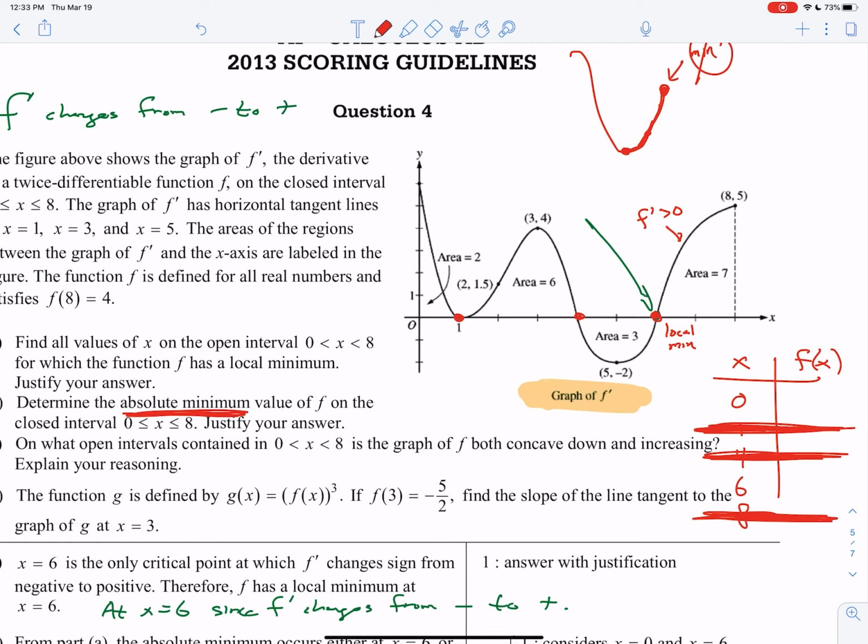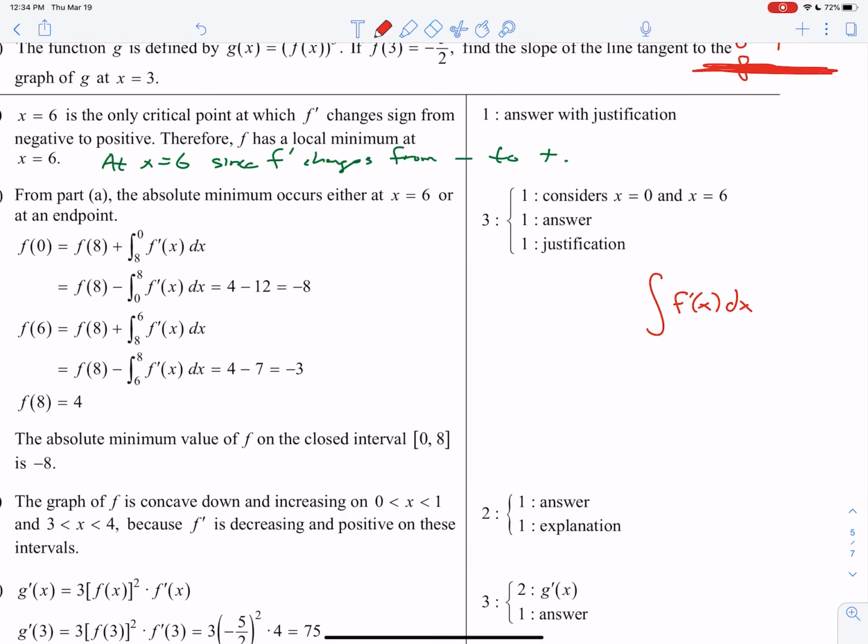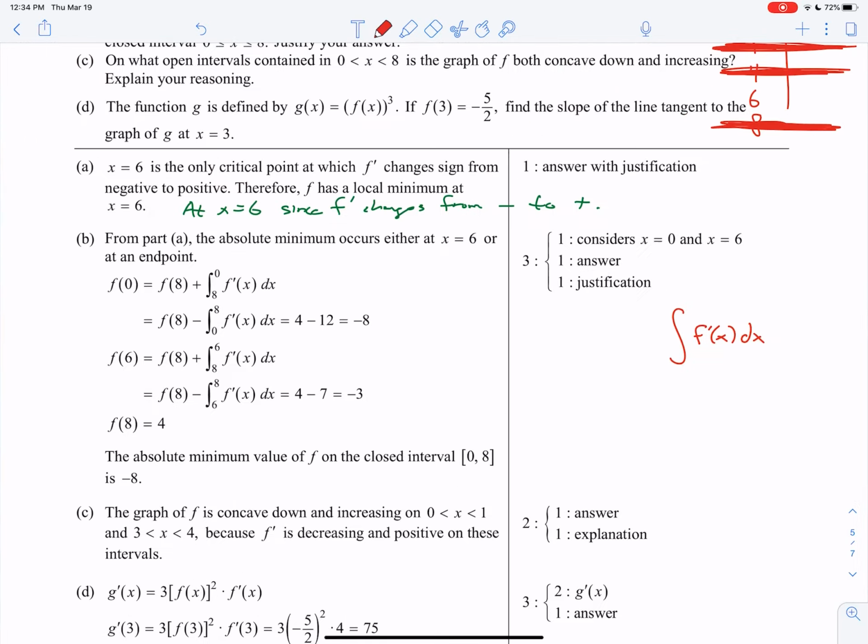So basically, here's what you do. Let me see where I have space here. We would have to integrate the derivative to go back to the function. Now, from where to where? They have to give us some type of conditional value here. So here they tell us that it's 8.